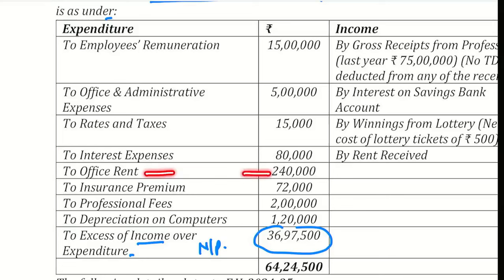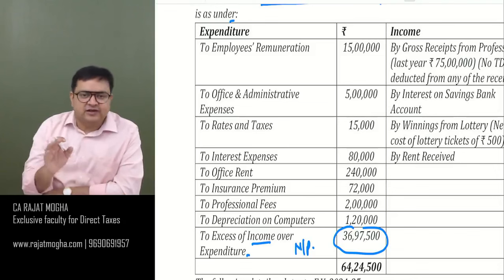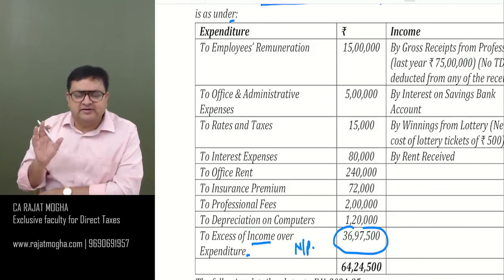Office rent, I'm perfectly okay. Insurance premium: now it depends what type of insurance premium it is. If it is related to business, then we are okay. But if it is related to personal, then we are not okay. Agree? Professional fees, we are okay. Depreciation on computers, we can give depreciation on our assets, so on computers also we are okay. So as of now, while reading my debit side, I have not read the information. I found that all my debit side expenses are more or less okay.